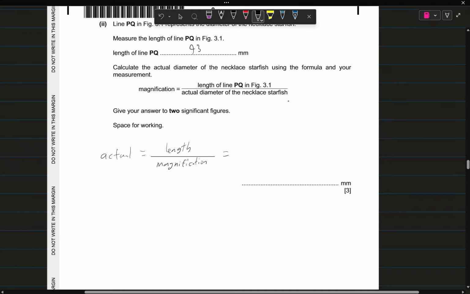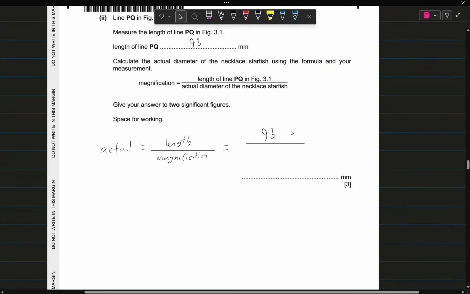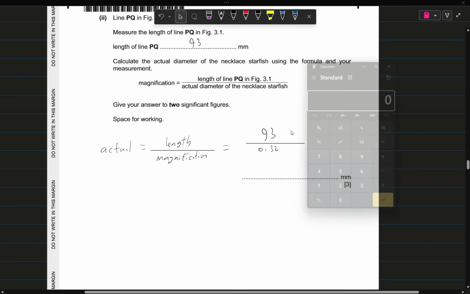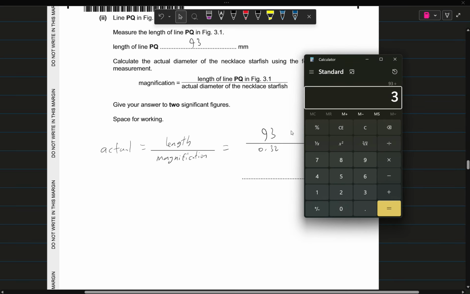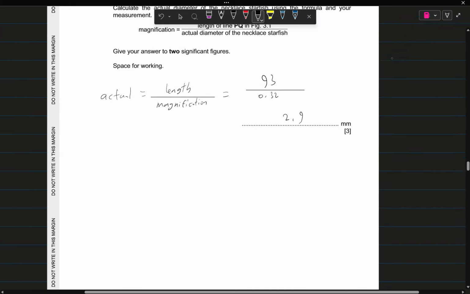Now the length we said was 93. The magnification here is 0.32. So essentially you just divide that. You have 93 divided by 0.32, and then you get 2.906. However, the question explicitly said that you should give your answer to two significant figures. So we'll only take this part here, which is 2.9. So our answer is 2.9 millimeters. This is the actual.